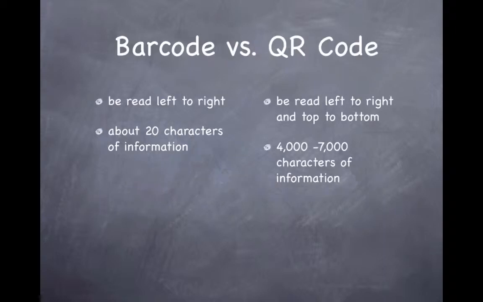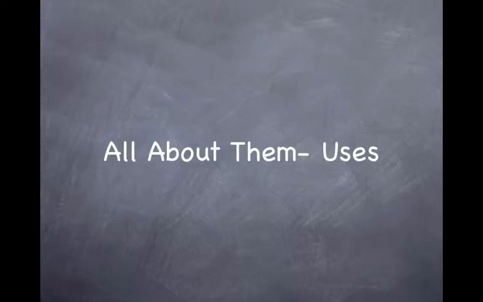Regular barcodes can be read left to right, whereas QR codes can be read left to right and top to bottom. Regular barcodes can only have about 20 characters of information. QR codes can have 4,000 to 7,000 characters of information. So that's why they created them, so that they could have more information.